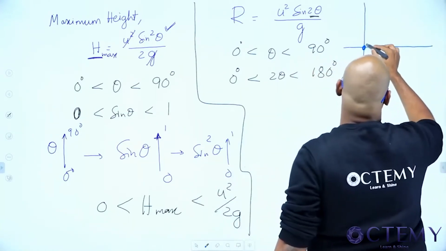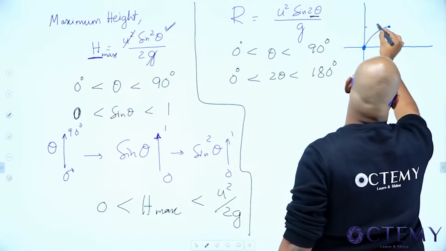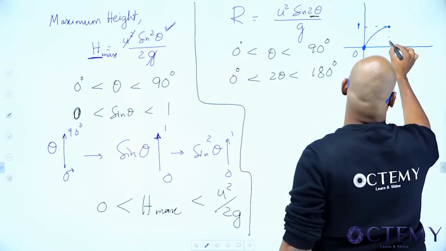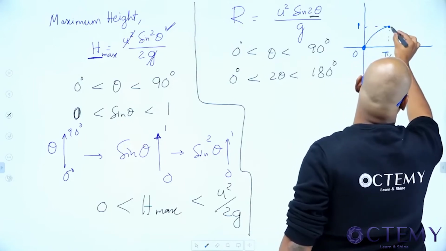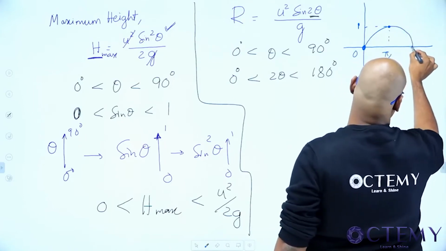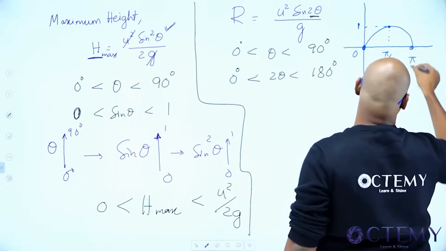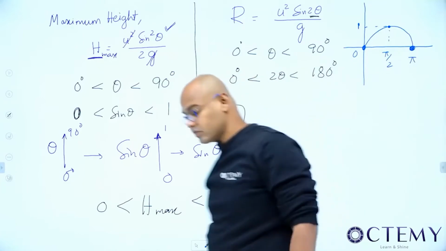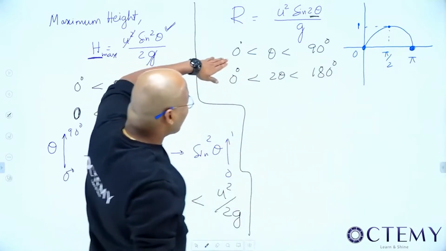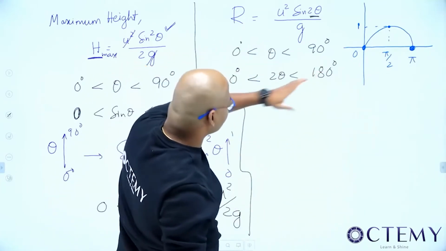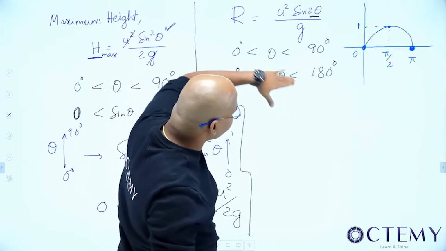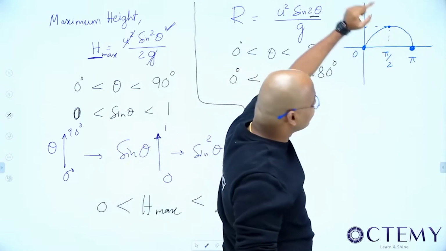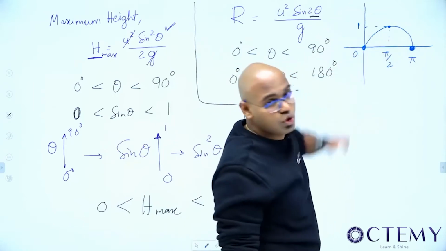Sine 0 is 0. Sine 90 is 1. And from 90 to 180, what happens? It is again decreasing and coming back to 0. That means as theta is changing from 0 to 90, 2 theta changes from 0 to 180. So what happens to my sine 2 theta? It is increasing from 0 to 90, and again decreasing from 90 to 180.